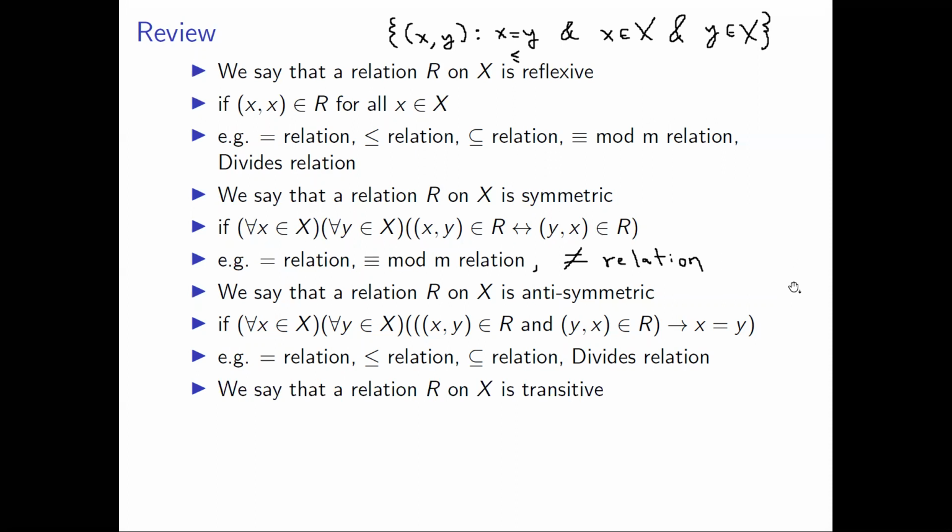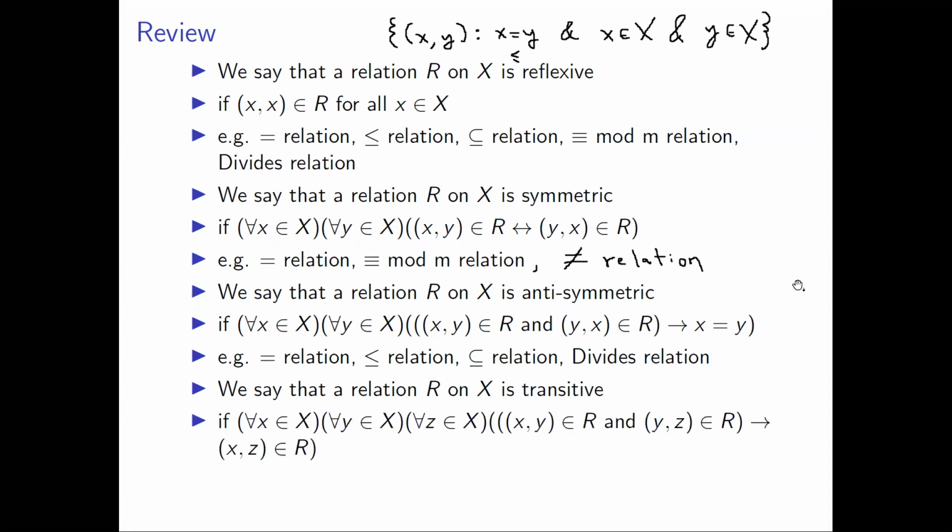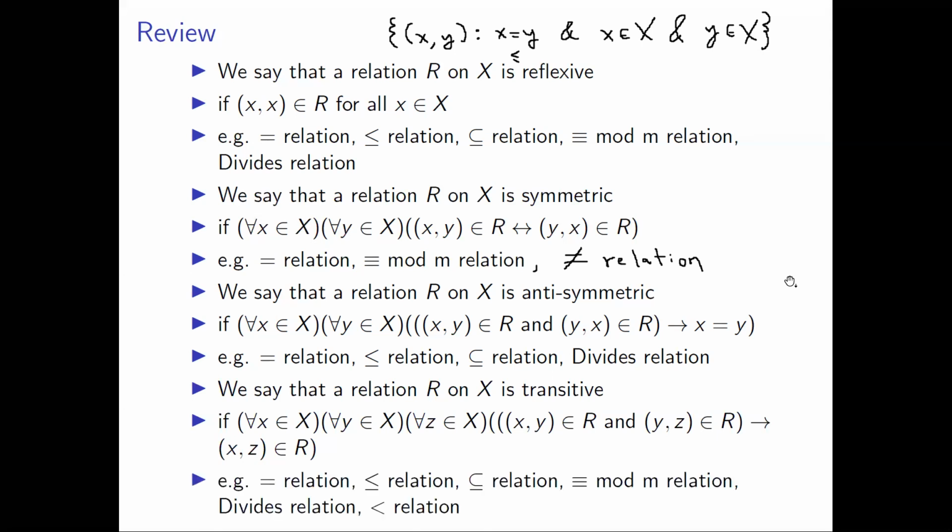And the last property we discussed is the longest definition of all. It has three quantifiers. It says for all little x in big X, for all little y in big X, for all little z in big X, if we have both ordered pairs (x, y) and (y, z) in our relation, then we have the ordered pair (x, z) in our relation. And some relations we saw which are transitive were equality, less than or equal to, subset, equivalence mod m, divides, and less than.